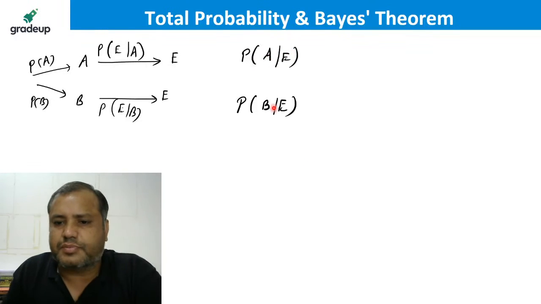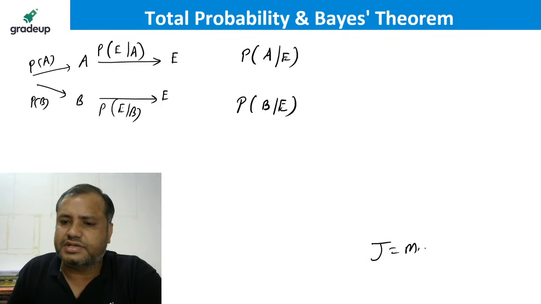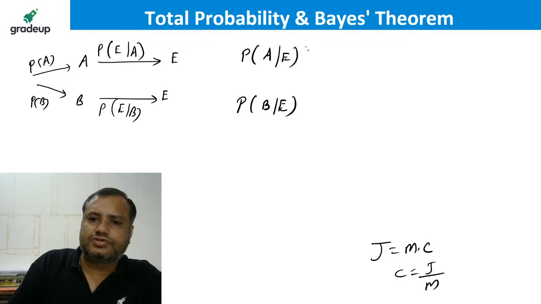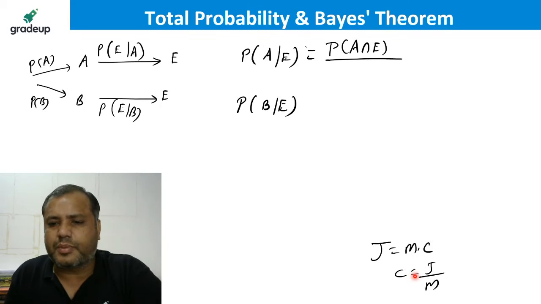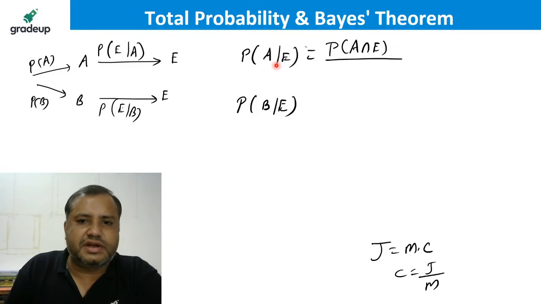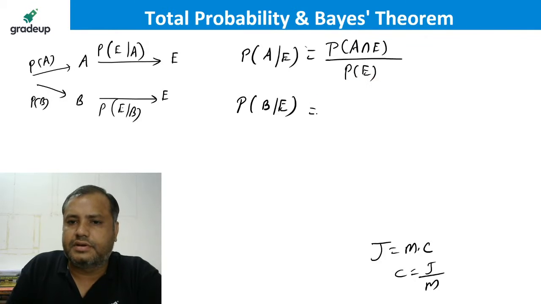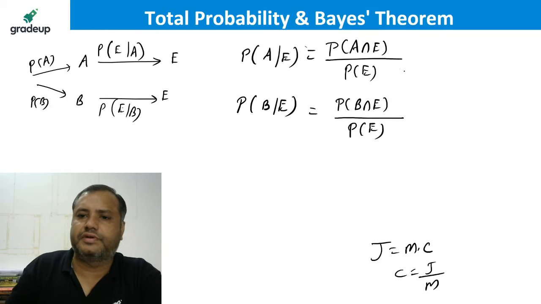So this is a conditional probability. See, joint equals marginal into conditional, so conditional will be joint upon marginal. So joint of these two will be A intersection E, and marginal. Whose marginal probability you have to write? The event which is written on the right side of this slash. So right side of slash is E, so marginal probability P of E will appear in the denominator. Similarly, joint B intersection E upon marginal P of E.